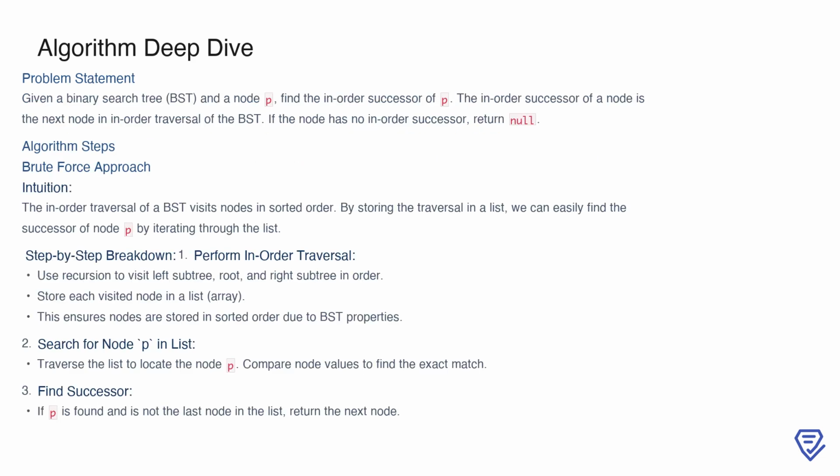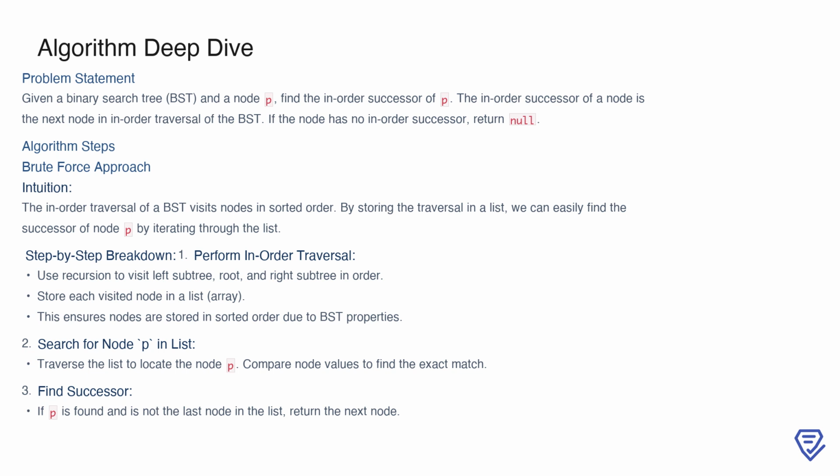In this problem, we are tasked with finding the in-order successor of a given node in a binary search tree, or BST. The in-order successor of a node is the next node that would appear in an in-order traversal of the tree. If there is no such node, we return null. To start, let's examine a brute force approach to solve this.